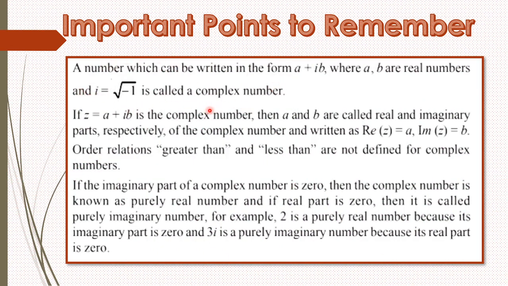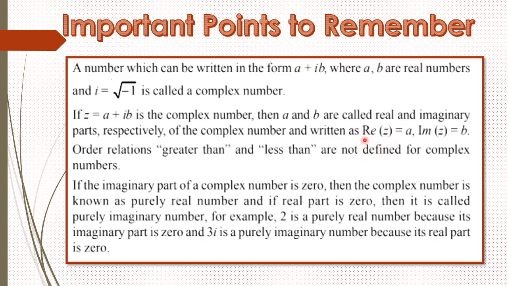The very first thing, what is a complex number? A number which can be written in the form a plus iota b, where a and b are real numbers and iota is equal to under root minus 1 is called a complex number. Now the biggest set of numbers that we know is a complex number. If z is equal to a plus iota b is a complex number, then a and b are called real and imaginary parts respectively. And how we write it? We write it like this.